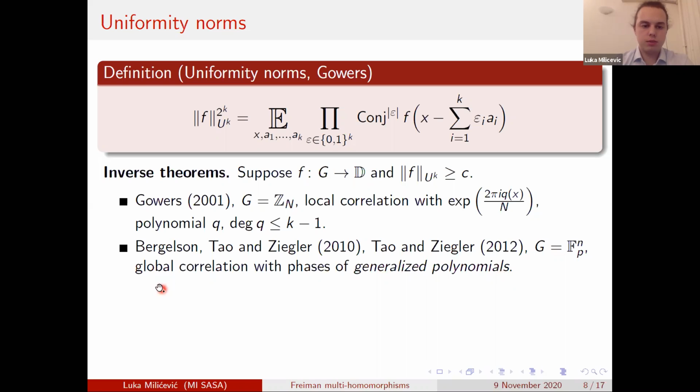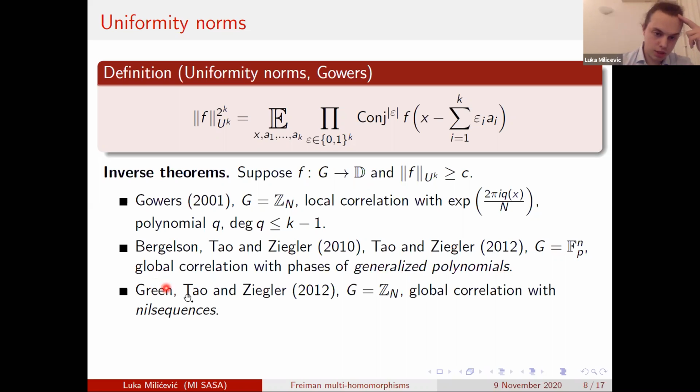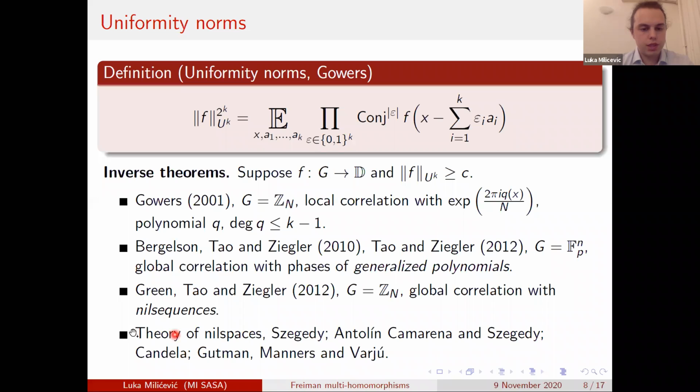The next important and remarkable result that I would like to mention is the result of Green, Tao, and Ziegler from 2012, who proved a strong inverse theorem in the case of cyclic groups, and they obtained global correlation with objects called nilsequences. So these are polynomial sequences on nilmanifolds. And there is further work. There is, for example, a more abstract approach to inverse theorems, namely the theory of nilspaces, initiated by Szegedy and studied by Antolín Camarena and Szegedy together, and with further refinements and generalizations by Candela and by Gutman, Manners, and Máthé.